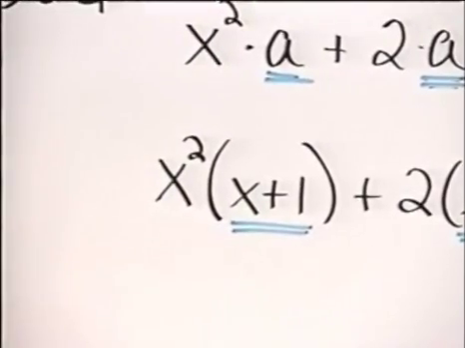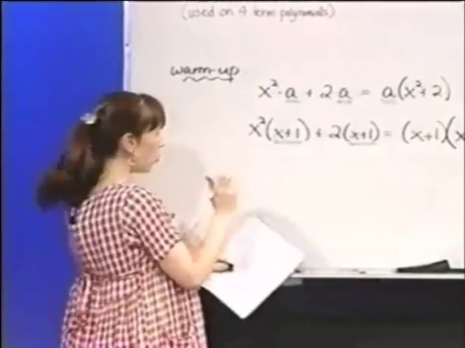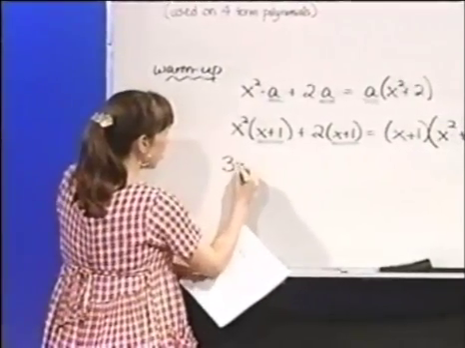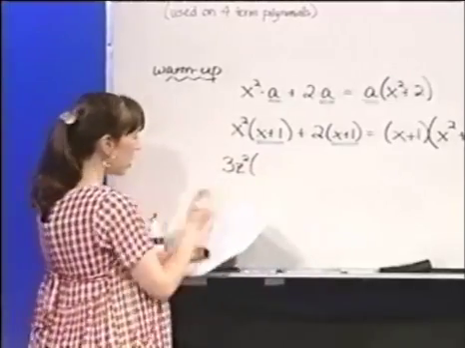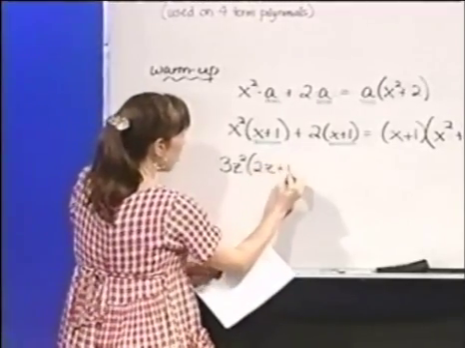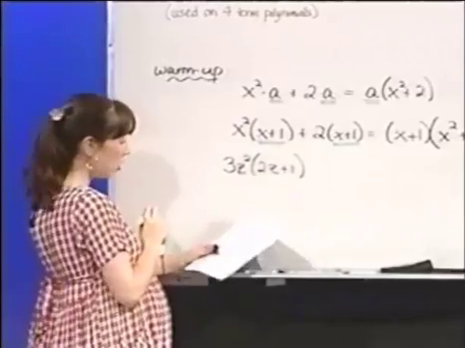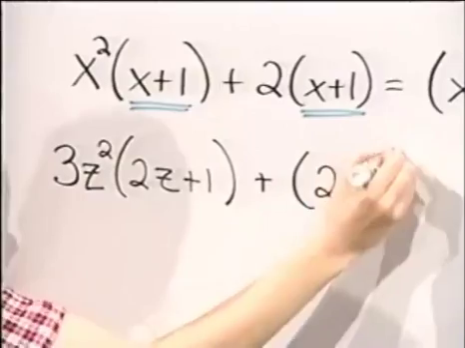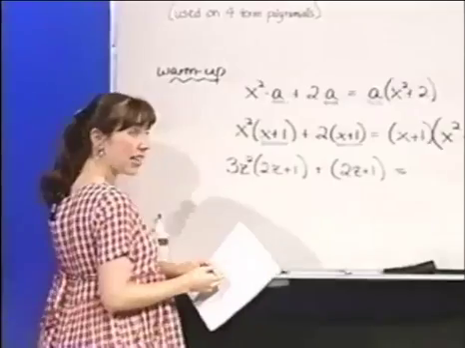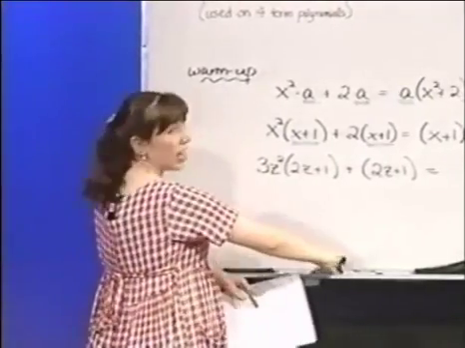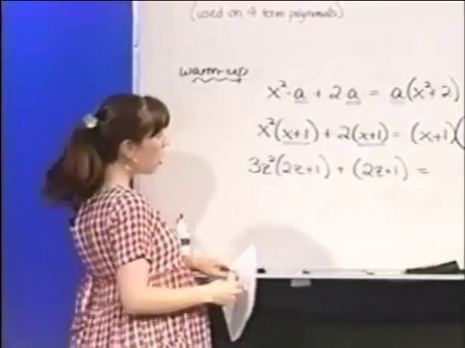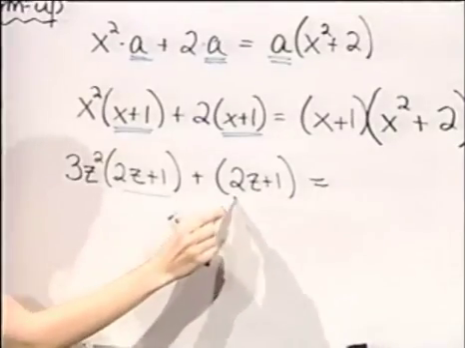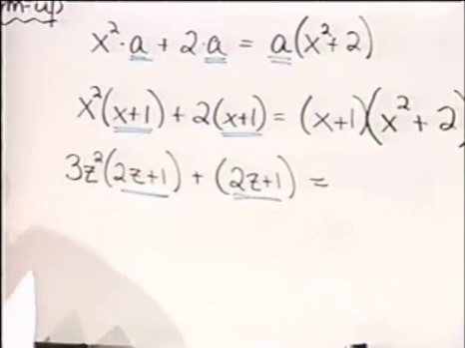Okay? And actually, just to practice, we'll do one more practice. Let's take 3z squared times 2z plus 1, plus 2z plus 1, and we want to factor this. Okay, just factor this. We're still warming up here. Notice 2z plus 1 is common to both of those places there, and we're going to remove the 2z plus 1.